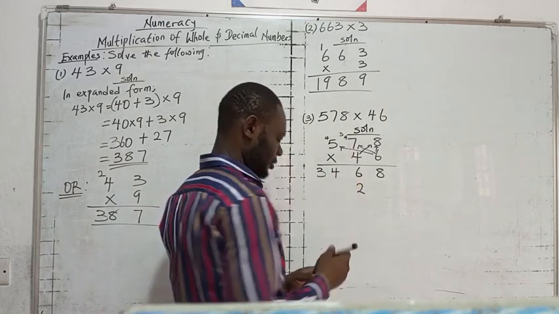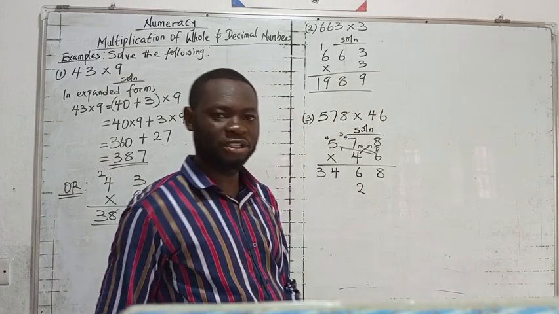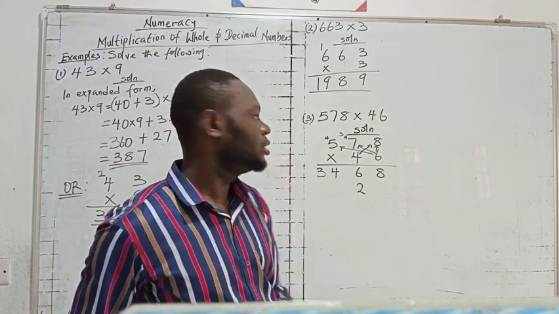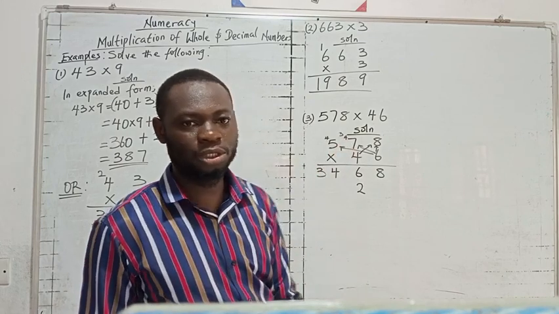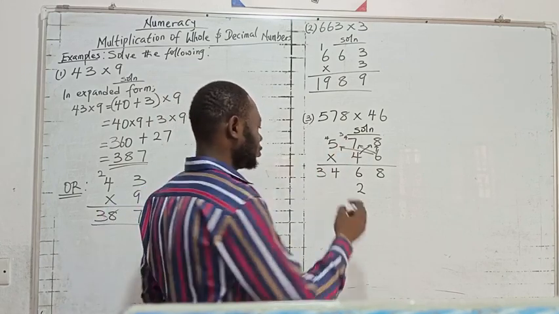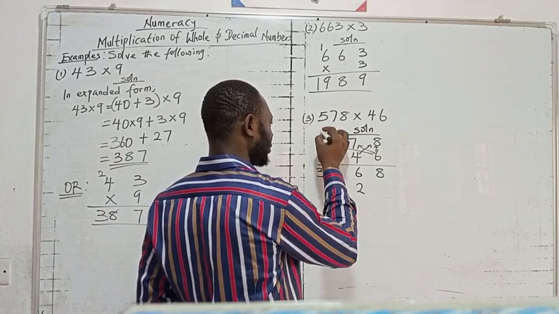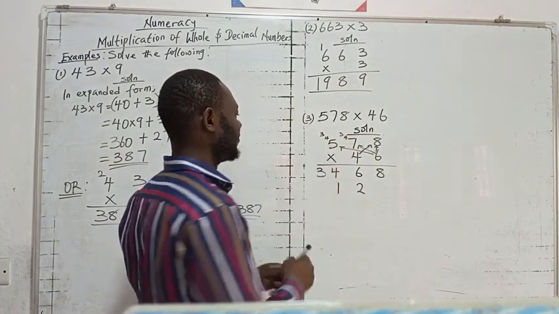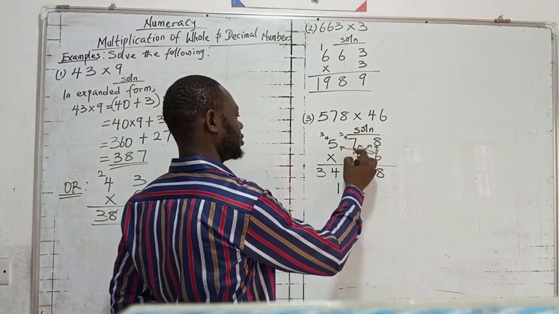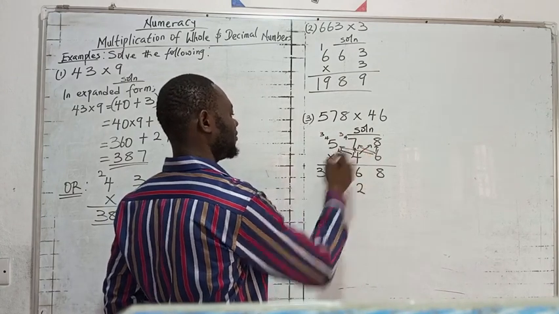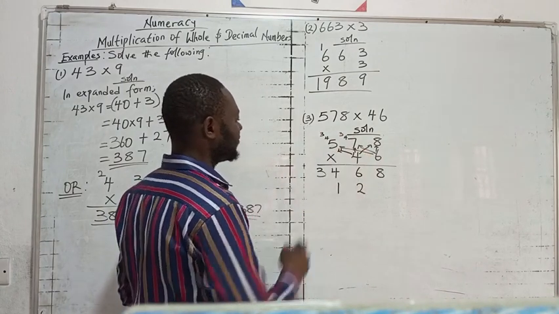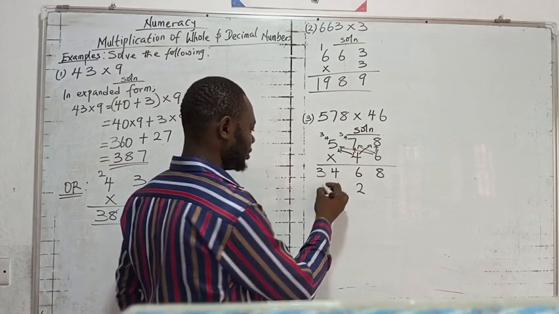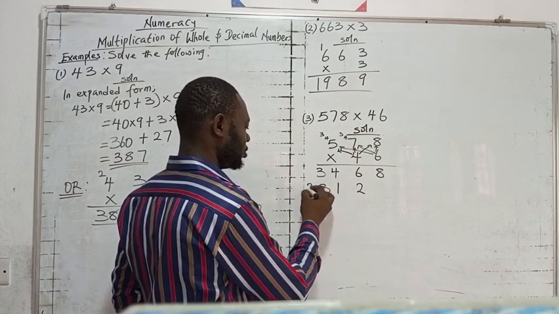4 times 7. 4 times 7 is what? 28. 28 plus 3 is what? 31. So we have 1, carry 3. 4 times 5. Now 4 is multiplying 5. 4 times 5, 20, plus 3, 23. So 3, 2.